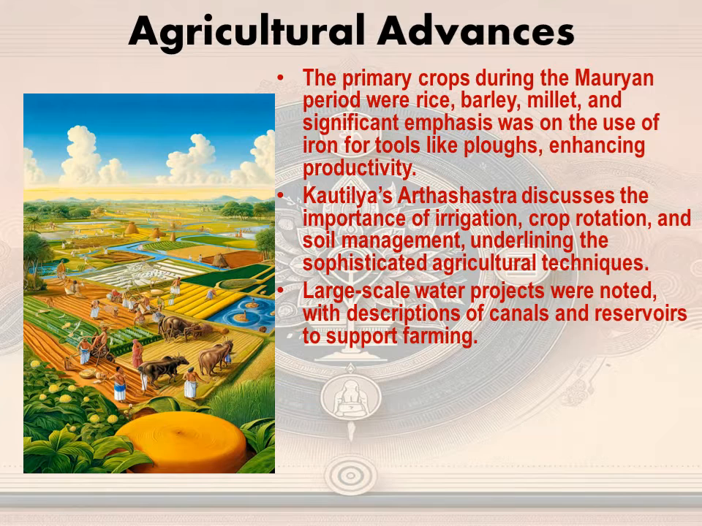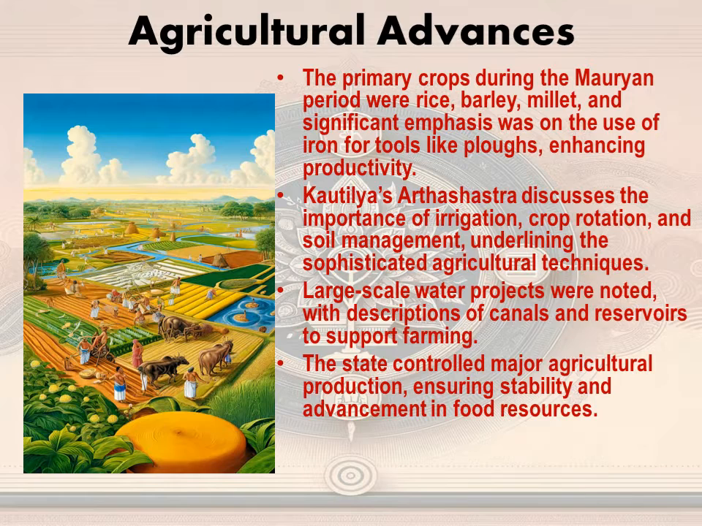Large scale water projects were noted with descriptions of canals and reservoirs to support farming. We get the evidence that Chandragupta Maurya constructed an entire dam to support irrigation in Junagadh, and that has been noted by a ruler Rudradaman who came almost 400 years after Chandragupta Maurya. So we can understand what kind of large scale water projects existed during the Mauryan time, and that cannot be ignored anyway.